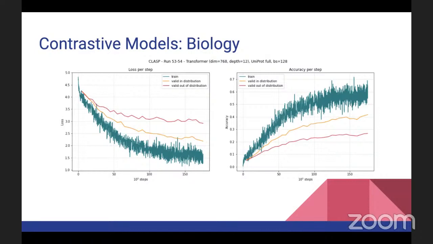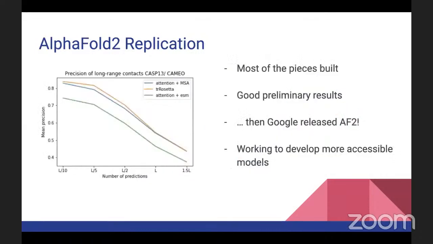It's kind of hard to interpret these numbers in abstract, but 25% accuracy is pretty impressive given what is being worked with here. And we have a lot of other stuff going on with biology research as well. One of the big things that used to be the focus of our biology research group was replicating AlphaFold 2. AlphaFold 2 is a program created by DeepMind that blew people's minds when talking about protein generation and modeling protein folding. We got most of the pieces built. We got some good preliminary results. And then Google released AlphaFold 2.